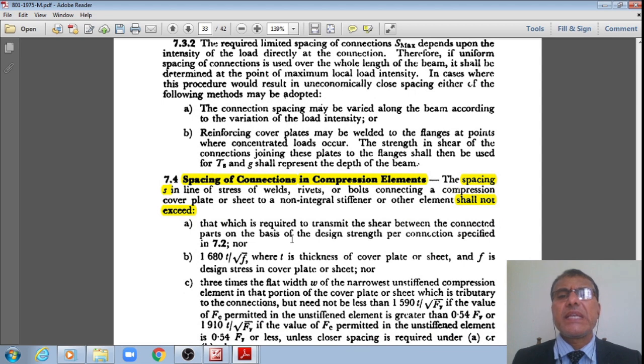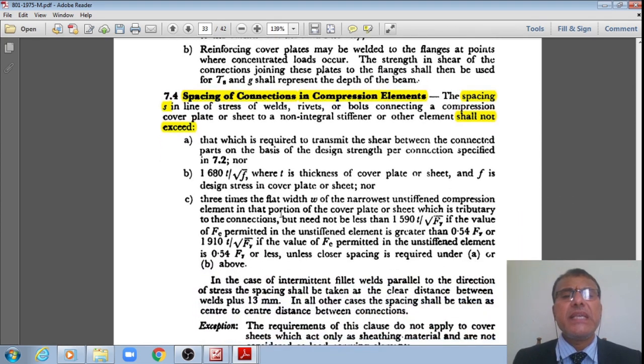Spacing of connections in compression members. The spacing S in line of stress of welds, rivets or bolts connecting the compression cover plate or sheets to a non-integral stiffener or other elements shall not exceed these. One, that which is required to transmit the shear between the connected parts on the basis of the design strength per connection specified. Therefore, it is based upon the shear strength. Or 1680 T divided by square root of Fy.